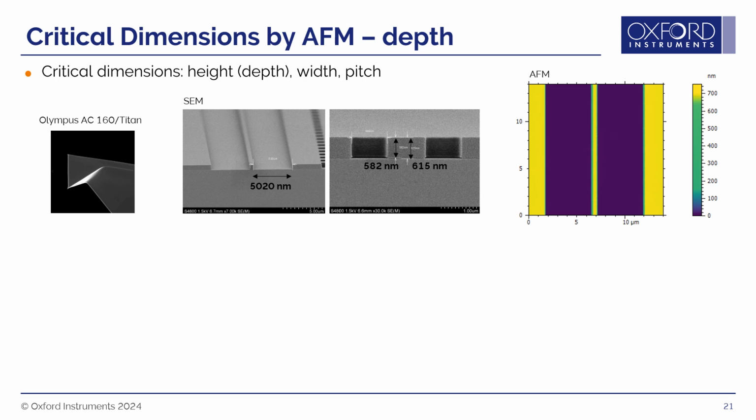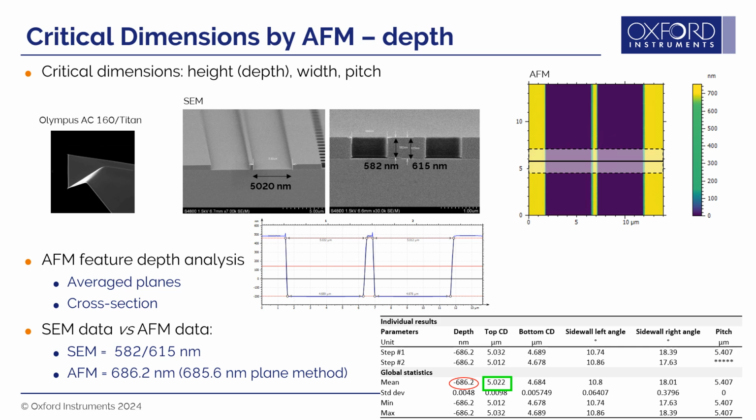The second method to determine feature depth is to do a cross-sectional height analysis of that image. Here the data is averaged over 5 lines. The resulting cross-section is shown in the middle of the slide, and several parameters are listed in the table below it. Mean depth is calculated to be 686.2 nanometers, which is in good agreement with the first measurement method I mentioned in the previous slide. Both ways of calculating feature depth yield depths that are greater than the values obtained from SEM images, and that by several tens of nanometers.